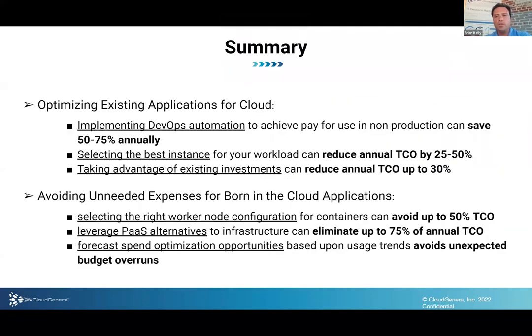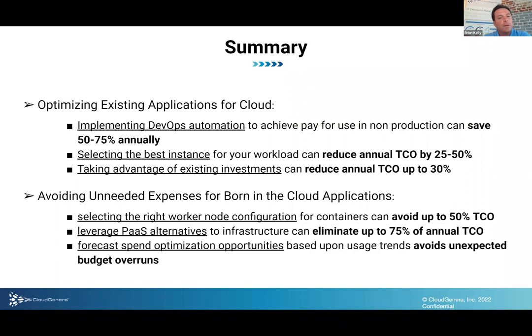Now, let's summarize what we just chatted about in the last 30 minutes. With regards to optimizing existing applications for cloud, implementing DevOps automation to achieve pay per use in non-production can save 50 to 75% annually. We see this consistently across our customers. It's one of the most immediately actionable ways to reduce your cloud bill.